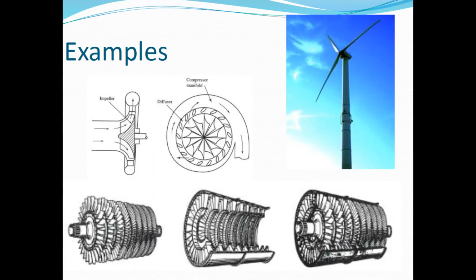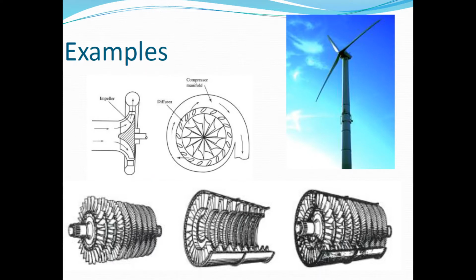So here we see some examples of turbo machinery. There's a pump in the upper left-hand corner, a centrifugal pump. We'll get to the difference between the different types of pumps in a little bit. But you can see it has vanes or rotors that spin around in a circle, pushing the fluid around. Upper right is a wind turbine, so that takes energy from the wind, converting it into shaft power.